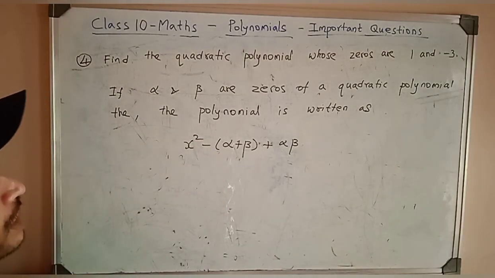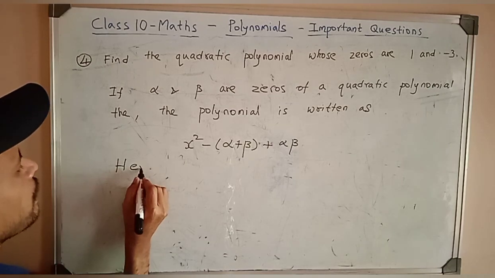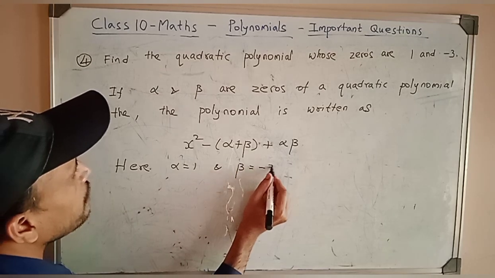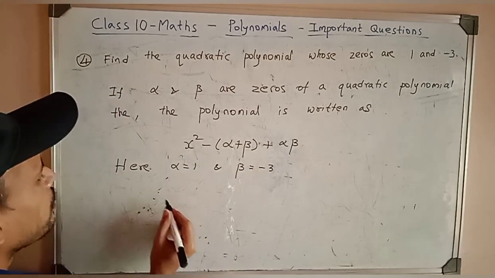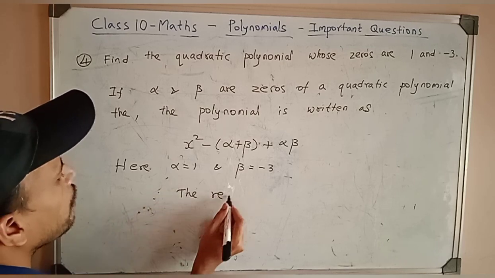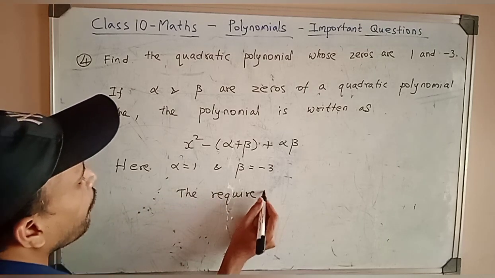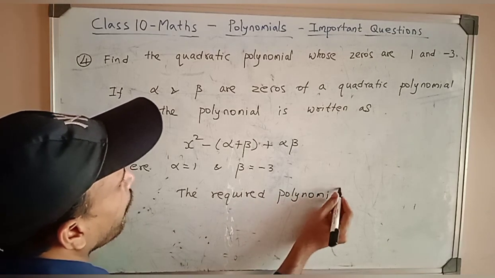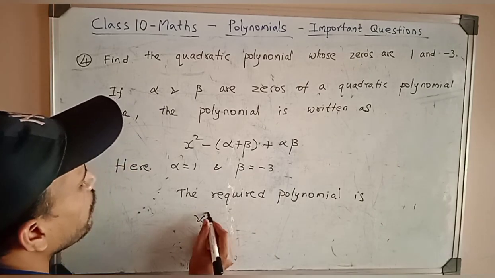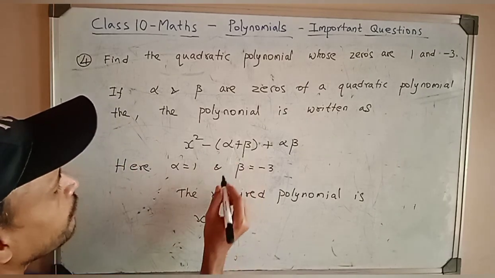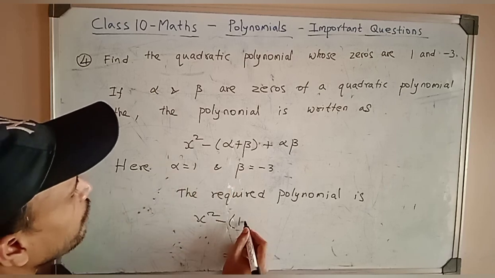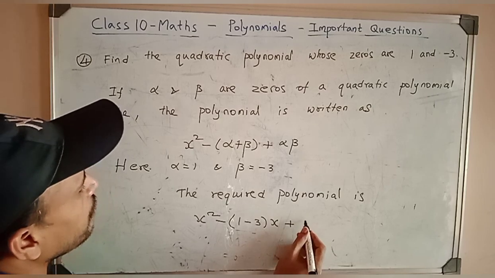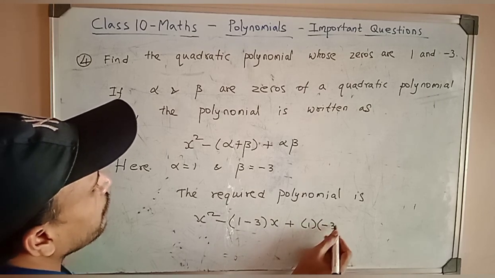Here the given zeros are 1 and minus 3. Here alpha is equal to 1 and beta is equal to minus 3. Therefore, the required polynomial is x square minus alpha plus beta. Alpha is 1, beta is minus 3. x plus alpha into beta. Alpha 1, beta is minus 3.